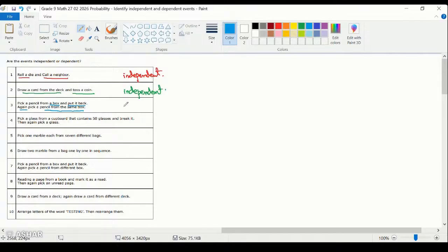So we can say they are independent events because we're putting it back. Okay, let's see. Pick a glass from a cupboard that contains 50 glasses and break it. Dependent.